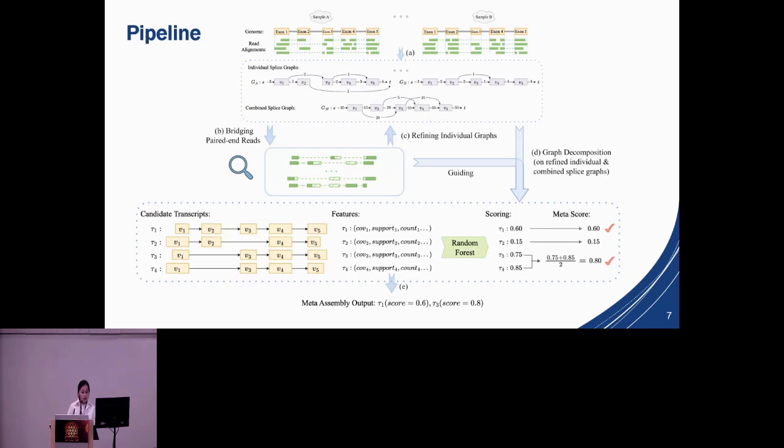Furthermore, we train the random forest model with various well-designed features here to develop a scoring function that ranks the candidate transcripts. In this figure, the transcript with red ticks next to it represents a reliable transcript, which we're going to output. In our final output, we generate these reliable final transcripts along with their confidence score. Let's now first explore the bridging module in detail.